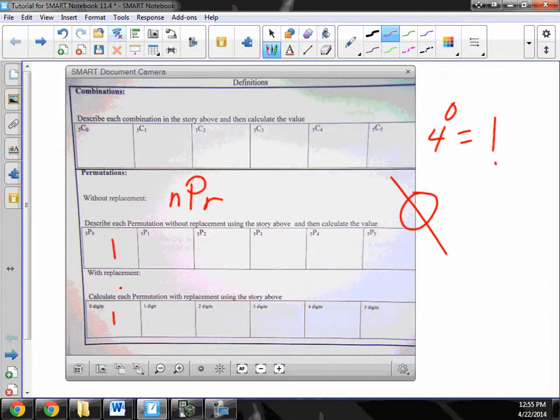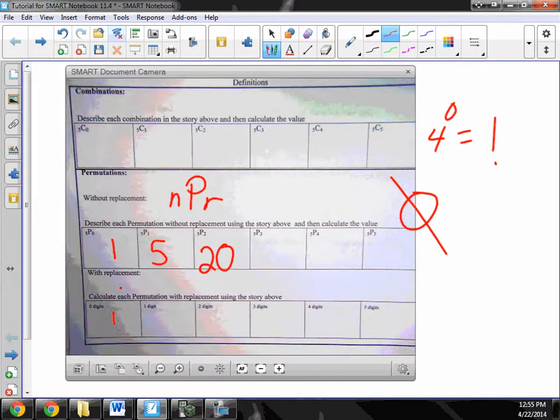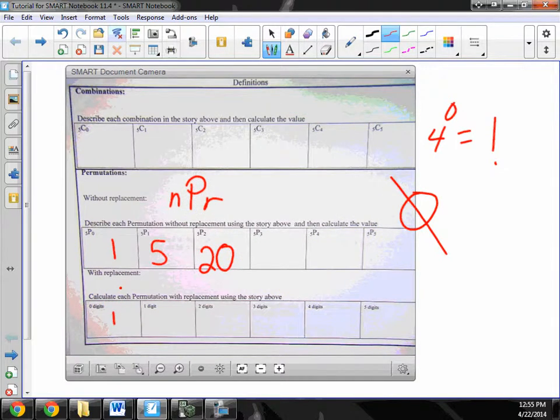Okay, how many 1-digit numbers can we create using 5 digits? 5. And we already calculated 5P2. No, skipped it. It was 20. Okay. 5P3. Use your calculator and don't go ahead. Calculate 5P3. We expect it to go up. 60.